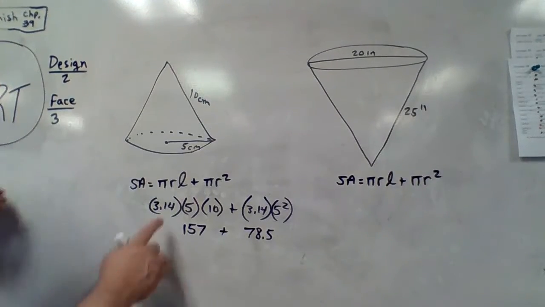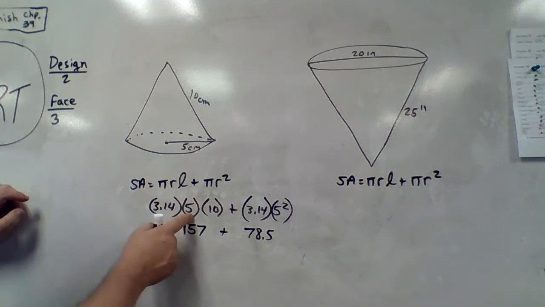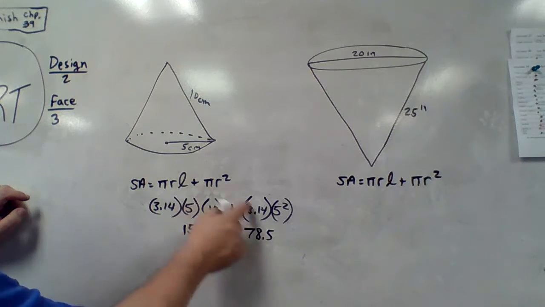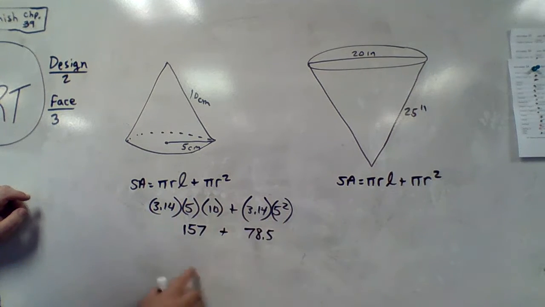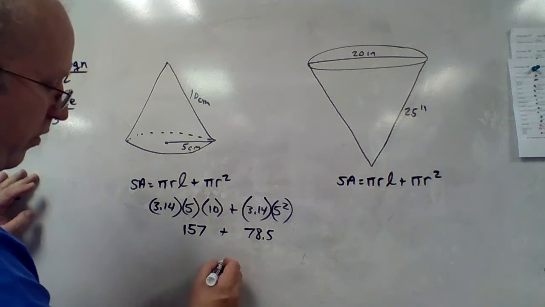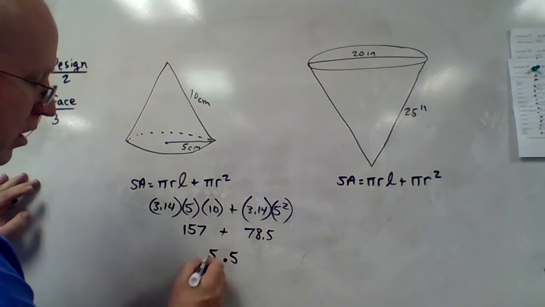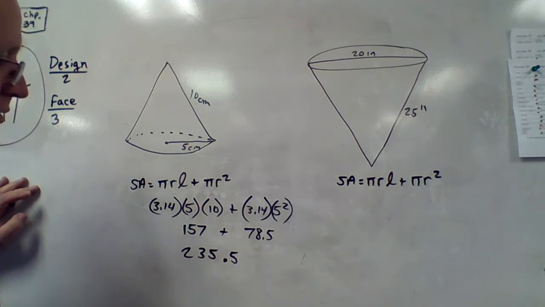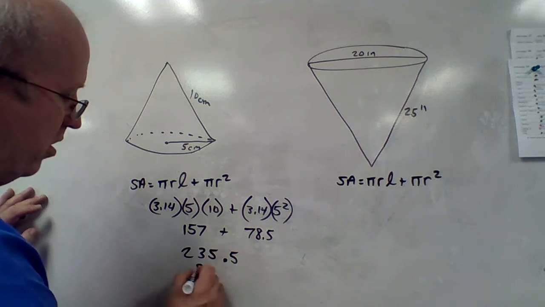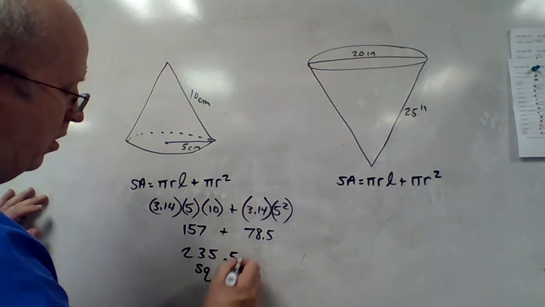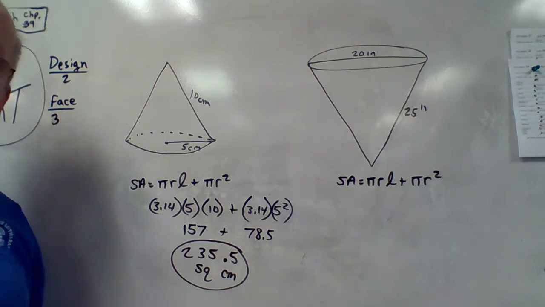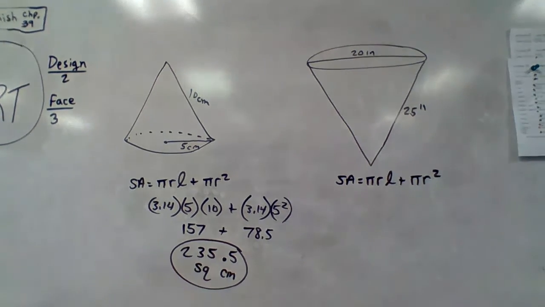Okay, so 3.14 times the 5 times the lateral height of 10 plus pi times the radius squared. I get this and this. If I add them up, I get 235. 235 what? Square centimeters. 235 square centimeters. Does that fit on the screen? Yes, it does. Yay. Okay, let's go to the next one.